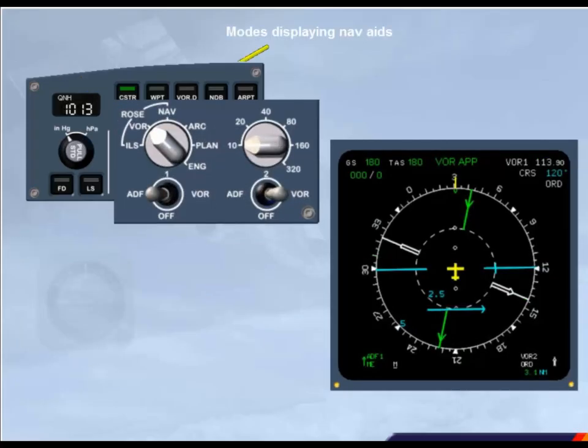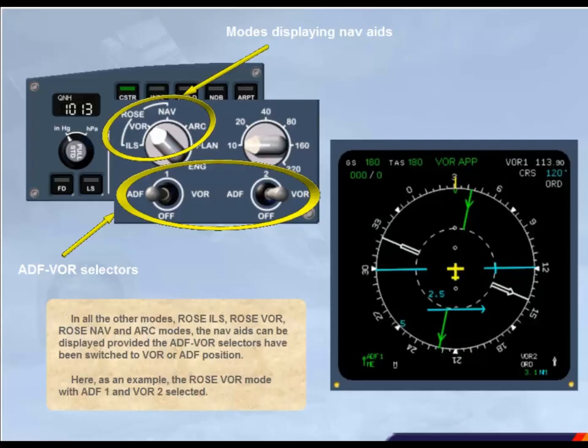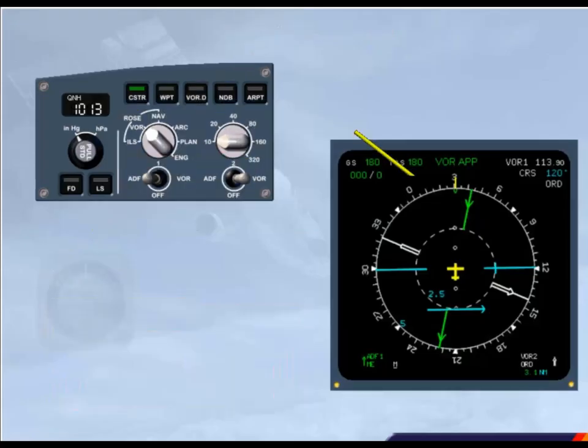In all the other modes, ROSE ILS, ROSE VOR, ROSE NAV and ARC modes, the nav aids can be displayed provided the ADF VOR selectors have been switched to VOR or ADF position. Here, as an example, the ROSE VOR mode with ADF1 and VOR2 selected. ADFs are shown as green pointers, here ADF1. VORs are white pointers, in this example VOR2.